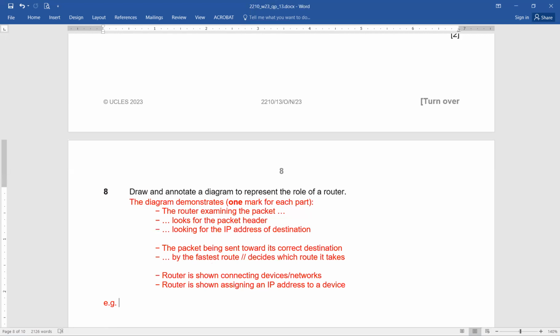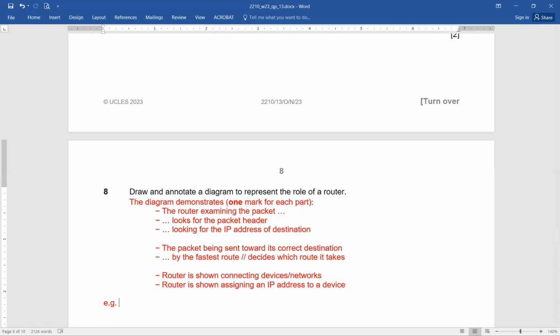The router examining the packet, looking for the packet header, that is going to be the IP address of the destination. And then the next thing is the packet being sent towards its correct destination by the fastest route. I mean, decide which route it should take. The router is shown connecting devices or networks, and the router is shown assigning an IP address to the device.